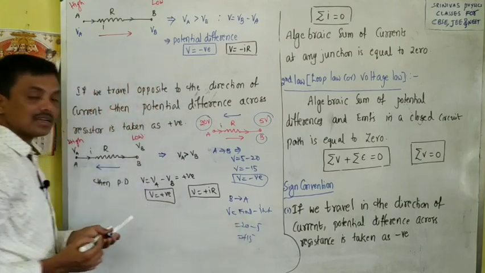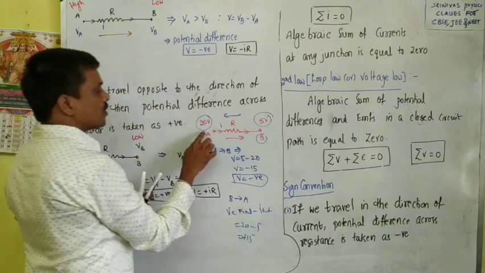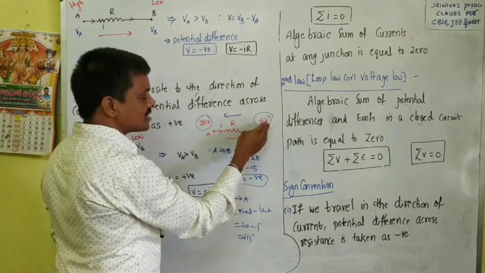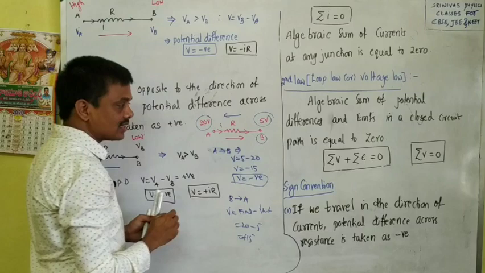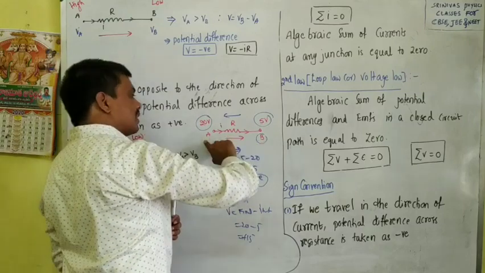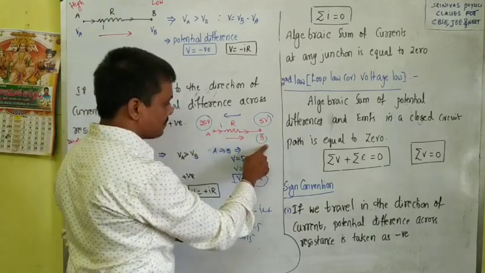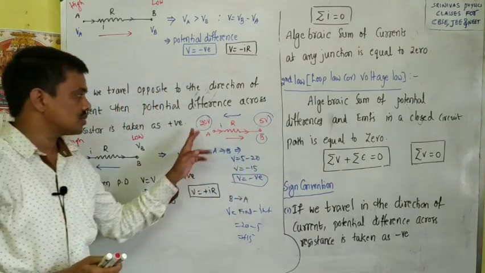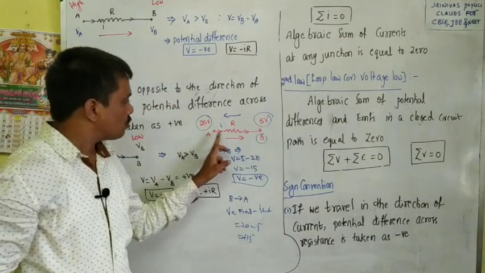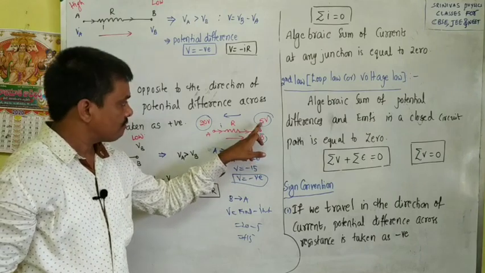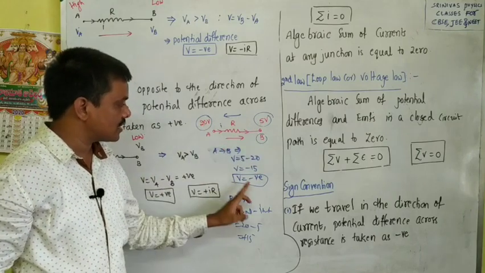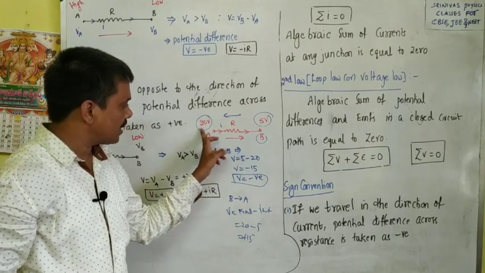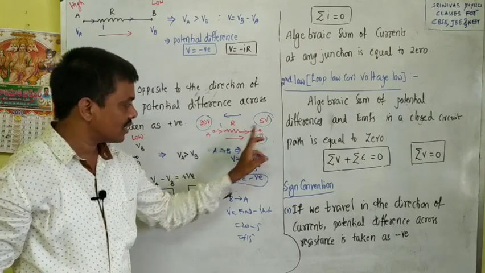That means when you go from A to B, high to low you are going, then potential difference 5 minus 20, negative you will get. When you go from B to A, final minus initial, right? 20 minus 5, it will give 15 volts. Look at here. A to B you are going, final minus initial, 5 minus 20, minus 15. B to A you are going, final minus initial, 20 minus 5, right?